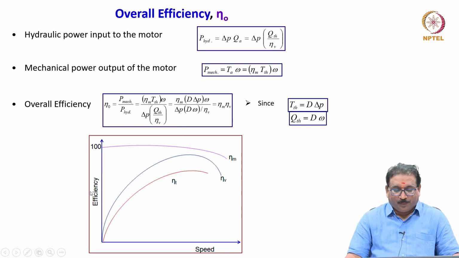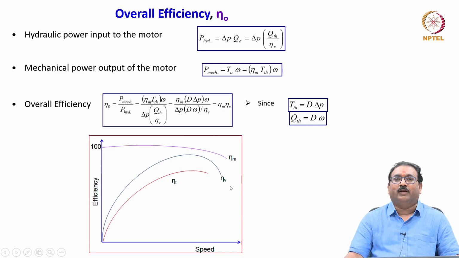Now, we will see the efficiency versus the speed. I have drawn all three efficiencies. This is the volumetric efficiency, this is the mechanical efficiency, and this one is the total efficiency. These curves are similar to those of your hydraulic pumps.